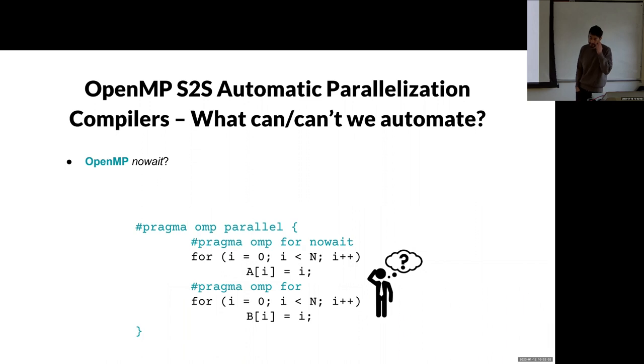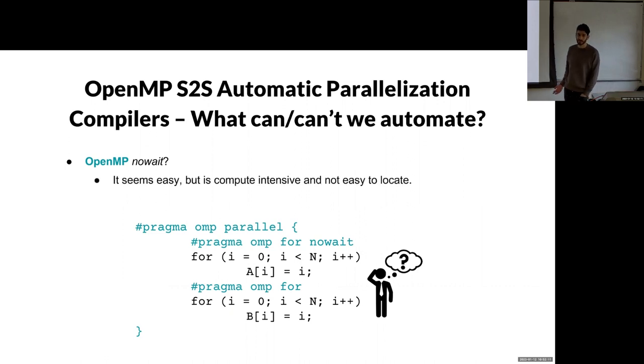What about nowait? Can we identify nowait? Theoretically, we can. But in practice, because these data dependencies algorithms are really intensive, they are derived from NP-hard problems, so they take a lot of time to converge. To identify the nowait, you need to first identify that this for loop can be parallelized and the other loop. And then you need to verify that these two loops are independent of one another. So it becomes a really, really, really hard problem, and it will probably never converge. So no one actually implements the nowait statement.